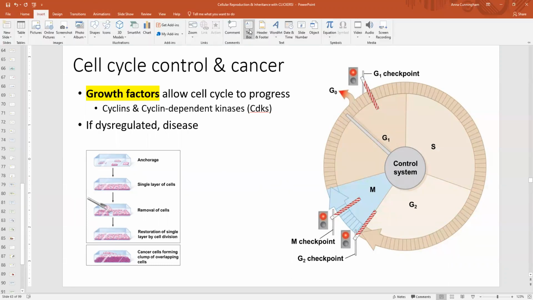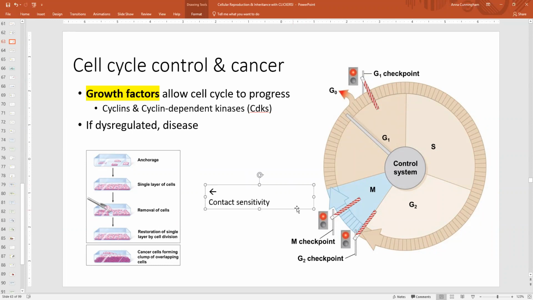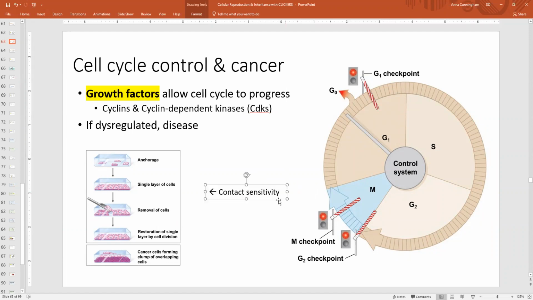I will add a little mark here because that's where I'm talking about it. All right, so contact sensitivity is what we're looking at in that picture to the left, over there. What you're looking at on the left in this figure is a petri dish, sort of, just a dish. And you can see that we have a couple of cells in that dish.